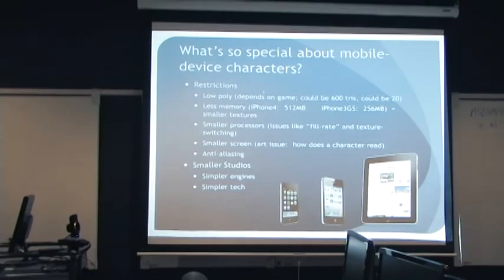I found that on the iPhone, you want to keep characters down around, I don't know, our highest poly character would be more than 600 triangles, maybe more like 1,000 triangles or something. But it really depends on the game. Games like Infinity Blade, their characters are super dense, and their environments have tons of polygons for an iPhone game. But they do a whole lot of technology to make that happen.